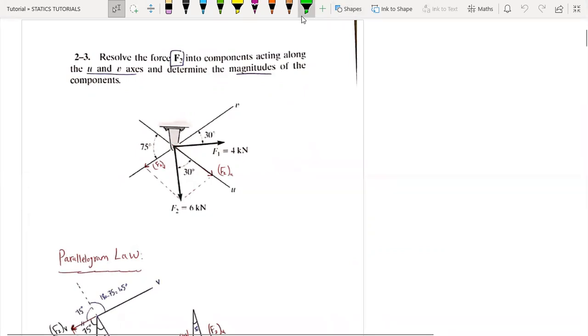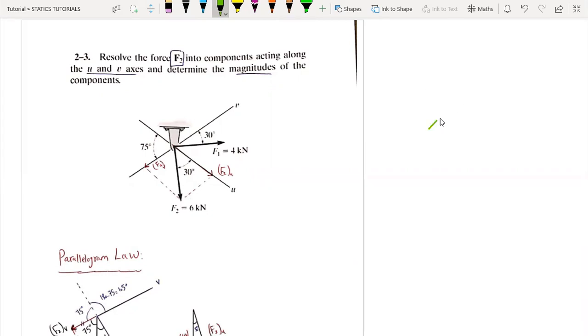Now, here in chapter 2, it's mainly talking about vectors, the addition of vectors, dot products, and so on. To make use of our time, let's start with our first problem. But as a quick review, when we want to analyze a vector into its components along specific axes, we are going to use the parallelogram law or the triangular law.